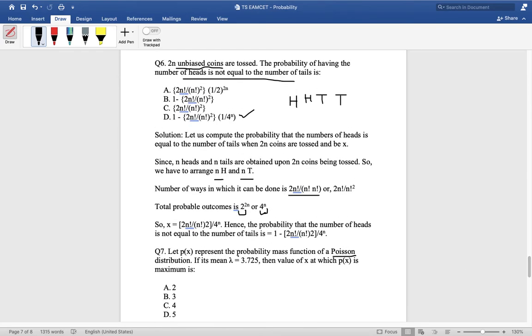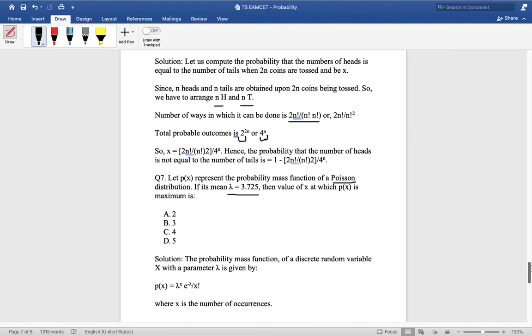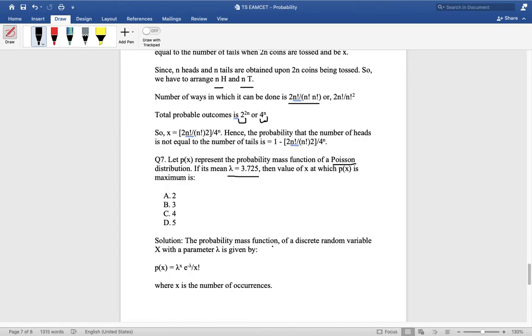So let Px represent the probability mass function of a Poisson distribution. If its mean lambda equals 3.725, then the value x at which Px is maximum is. Okay, so we know that the probability mass function of a discrete random variable x with parameter lambda is given by this. Then this is called a Poisson distribution.